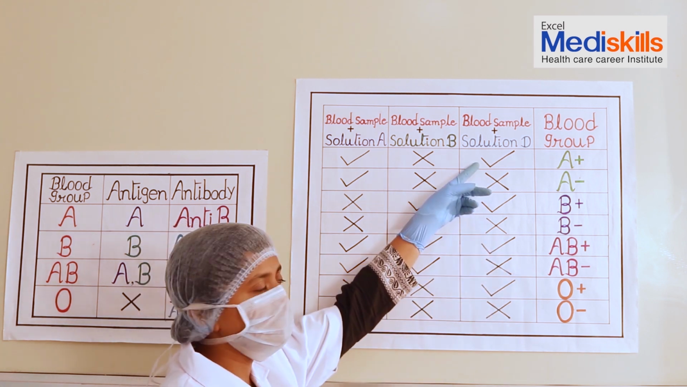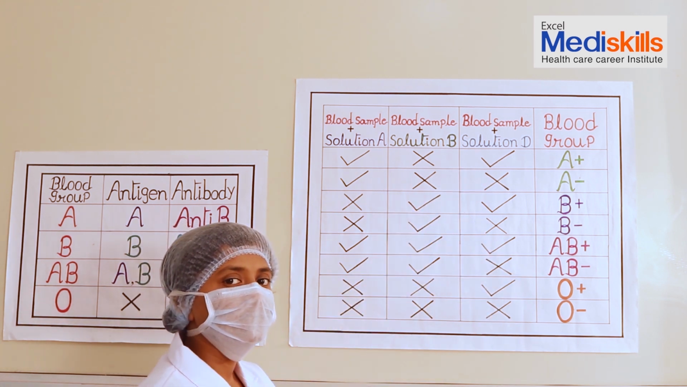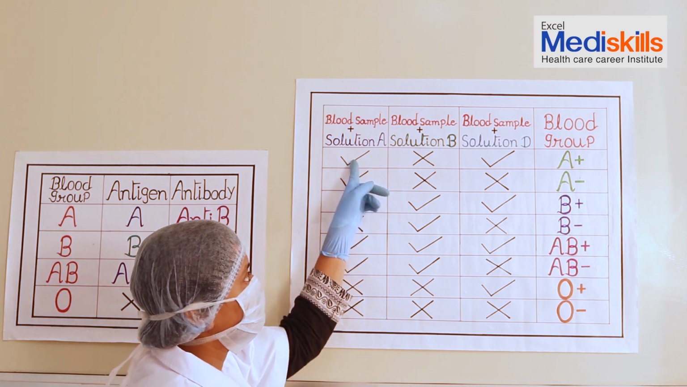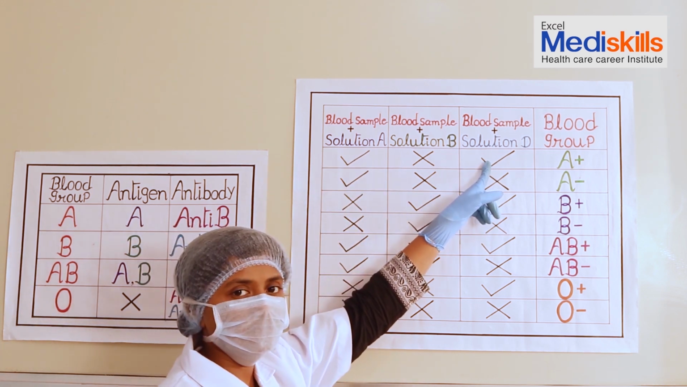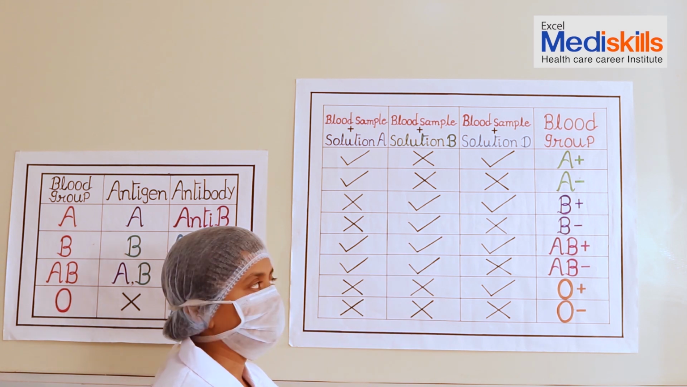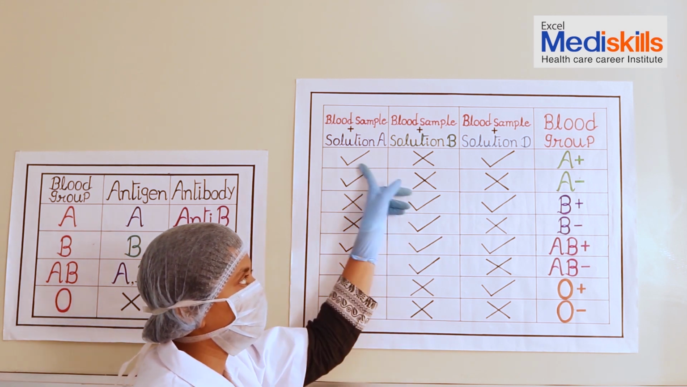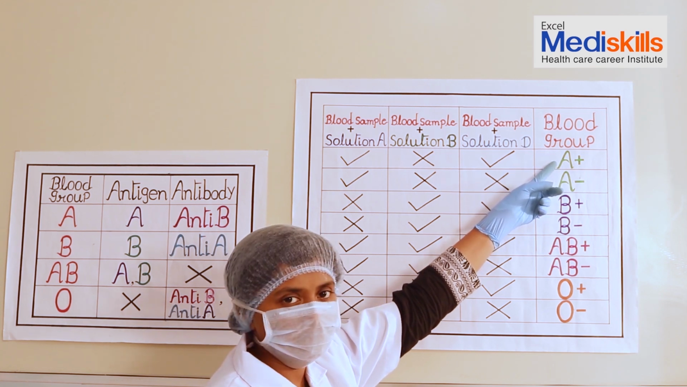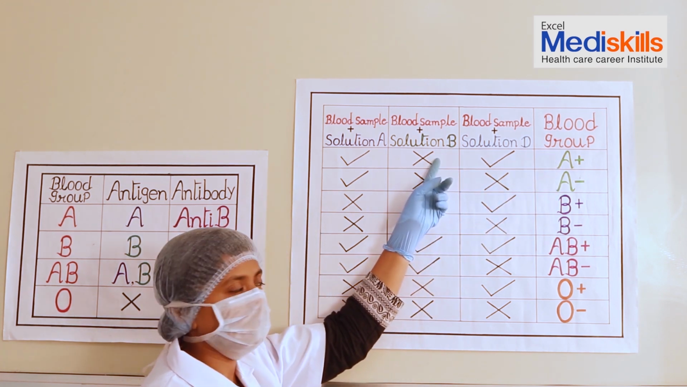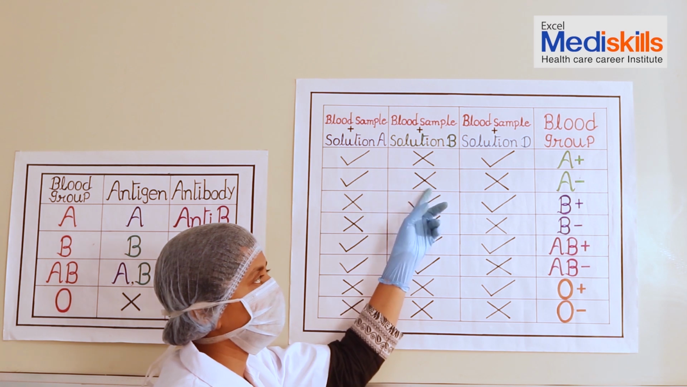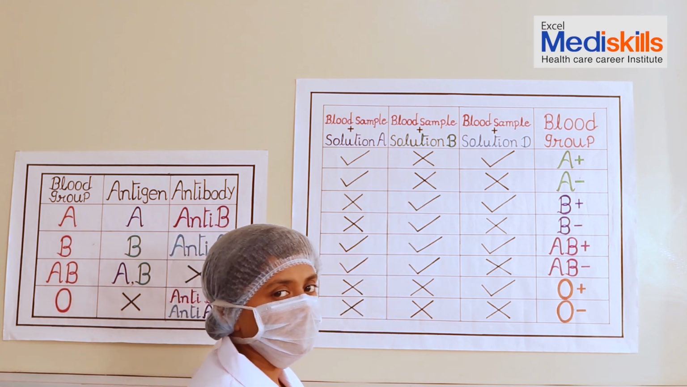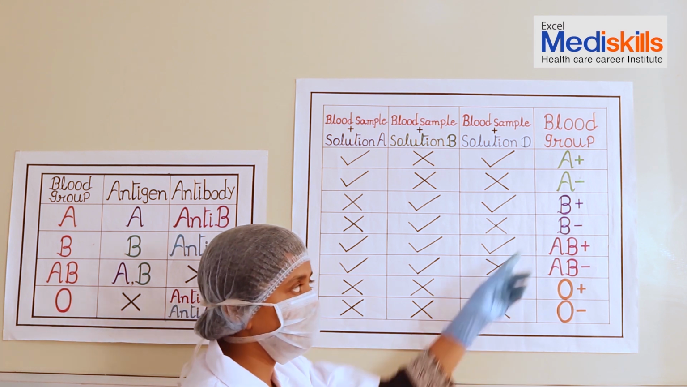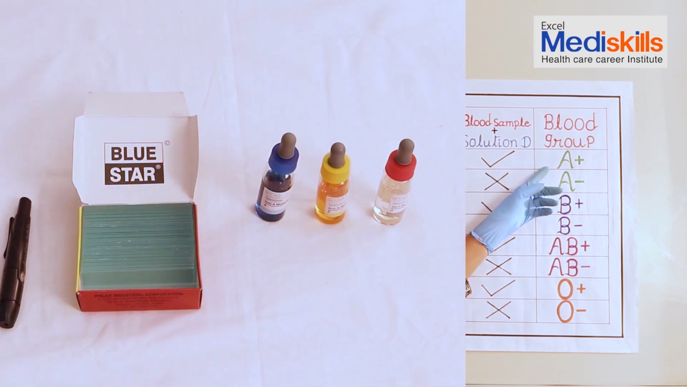And if in the case of solution D also clotting is observed, then it is a positive blood group. That is, we can see that the first and third blood drops have clotting. So in this case, the patient's blood group is the first possibility, that is A positive. Because there is no clotting observed in the case of B, that is, there is no antigen B present here. So in the first case, the blood group of the patient is A positive.